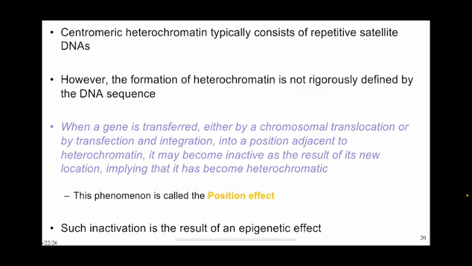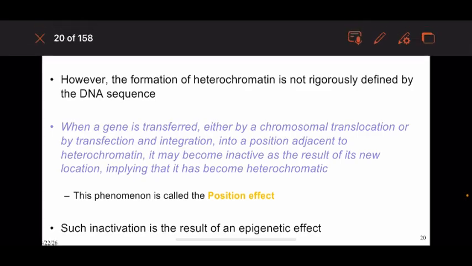So centromeric, if you can recall the structure of a linear chromosome, we have the centromere and the telomeres, right? Mostly these regions are permanently heterochromatic. The centromere and the two telomeres are permanently heterochromatic.